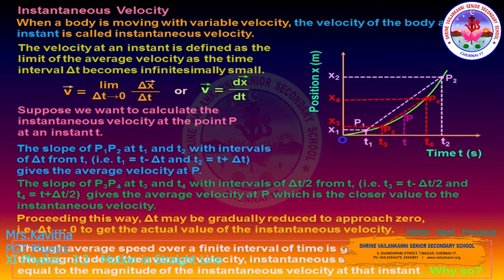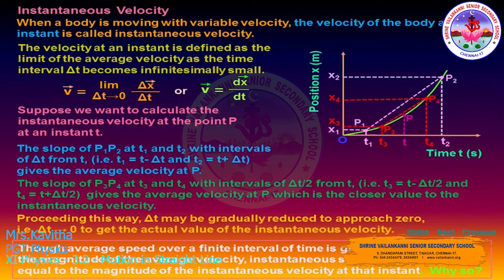Though average speed over a finite interval of time is greater than or equal to the magnitude of the average velocity, instantaneous speed at an instant is equal to the magnitude of the instantaneous velocity, right people? See, what is the formula for average speed? Total path length by time interval. Yes, and average velocity is displacement by time interval.